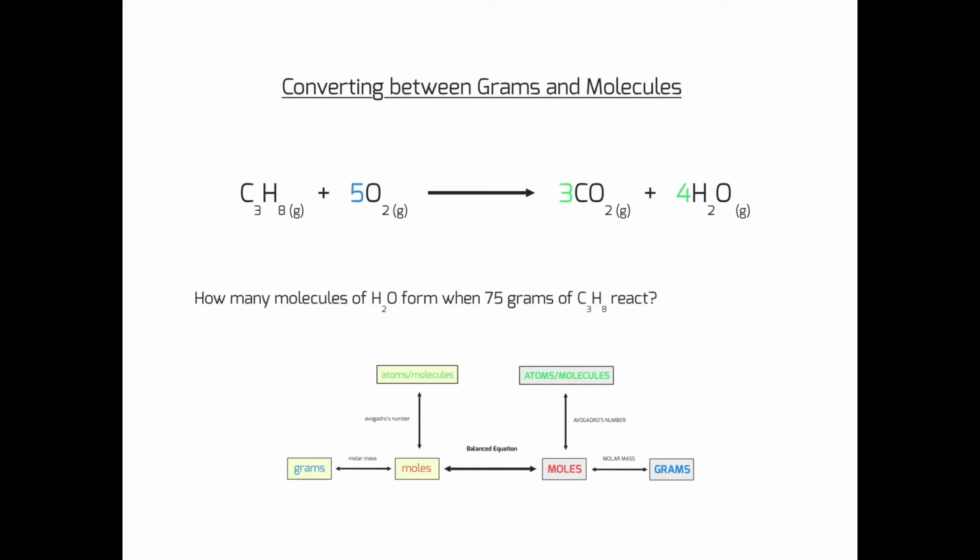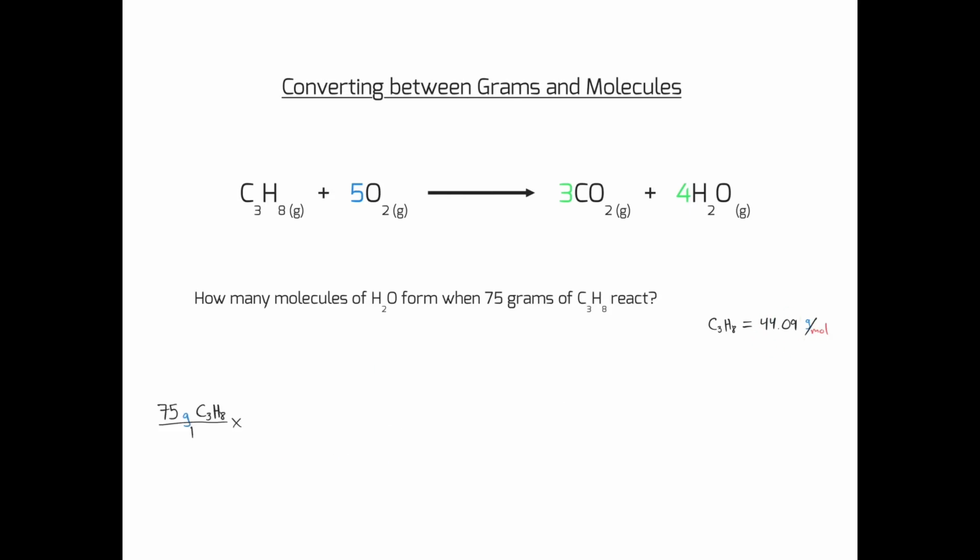So we can see that the first step is to convert from grams of C3H8 to moles of C3H8, and we do that by using the molar mass of C3H8. And when we use our periodic table, we calculate the molar mass of C3H8, I should say, as 44.09 grams per mole. And this is rounded to 4 significant figures. So we start our calculation with 75 grams of C3H8, and we want to convert from grams to moles, so we're going to use the molar mass.